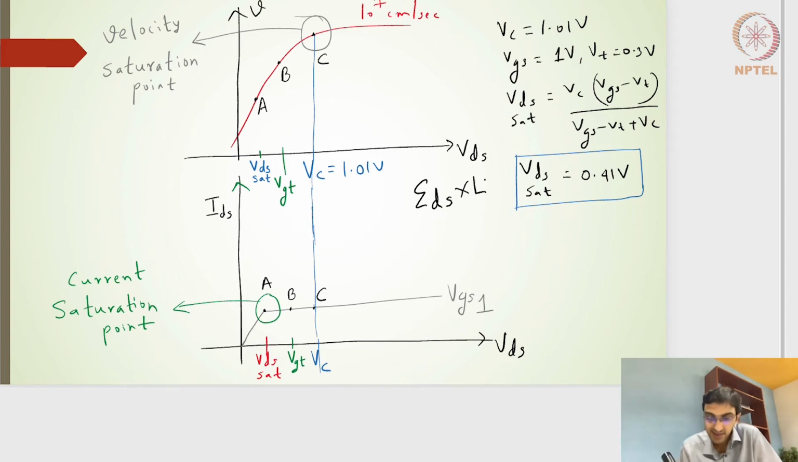Right. Now we have derived this VC value, which is 1.01 volts for the NMOS. So here is an example of only NMOS. I'm just drawing this particular profile, the velocity with respect to VDS, and then the current with respect to VDS. Let's say that this is for the NMOS transistor, and VC is equal to 1.01 volts. That is what we had derived.